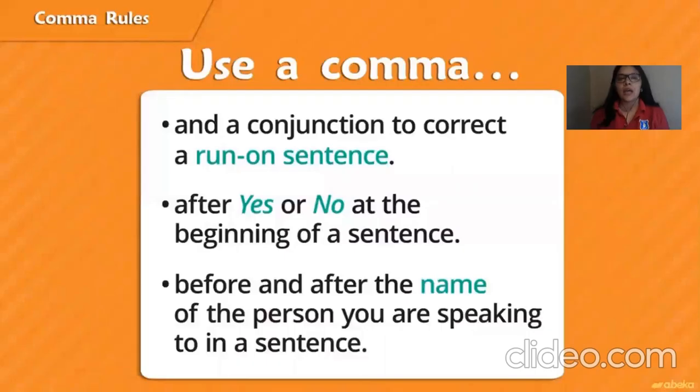Pay attention here. I already have it here, and you can see comma rules. We saw this in the Zoom class. We're going to make a review. Use a comma and a conjunction to correct a wrong sentence. After yes or no at the beginning of a sentence, before and after the name of the person you are speaking to in a sentence.